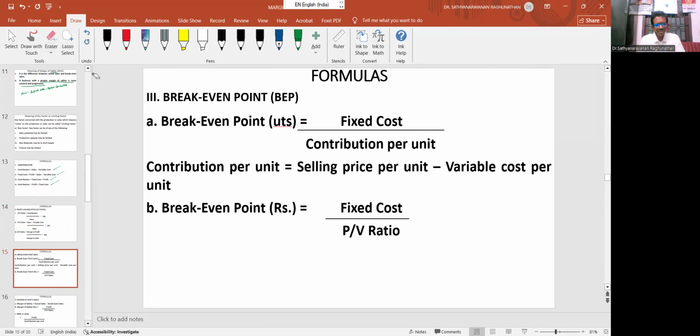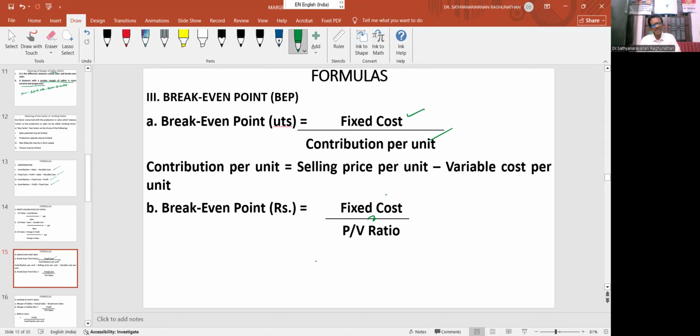The next, the third one here, is break-even point. You can calculate the break-even point either in terms of units or in terms of values. For calculating the break-even point in terms of units, the formula is fixed cost divided by contribution per unit. And the contribution per unit formula is selling price per unit minus variable cost per unit.